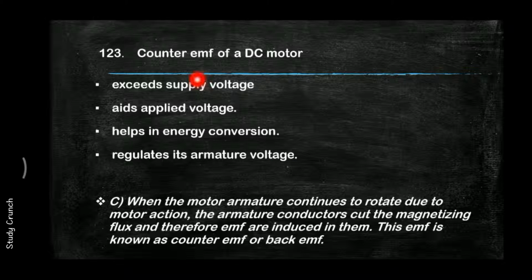Next, counter EMF of a DC motor helps in energy conversion. So the answer is it is C. When the motor armature continues to rotate due to the motor action, the armature conductors cut the magnetizing flux and therefore EMF is induced in them. This EMF is known as counter EMF or back EMF.